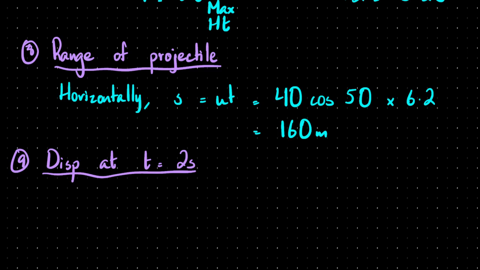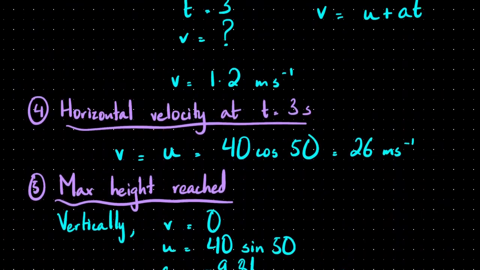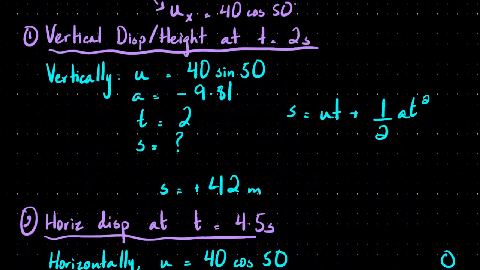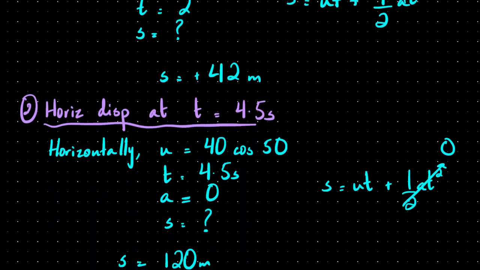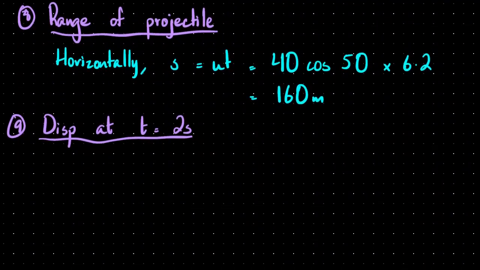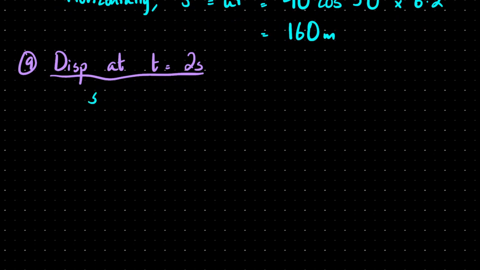So in one of the earlier parts, we found the vertical displacement at time t equals 2 seconds. So now all we need to do is find the horizontal displacement. Let me just go up and double check. So this is the vertical displacement at t equals 2 seconds, which was 42. So the vertical displacement is 42. And now we need to find the horizontal displacement.